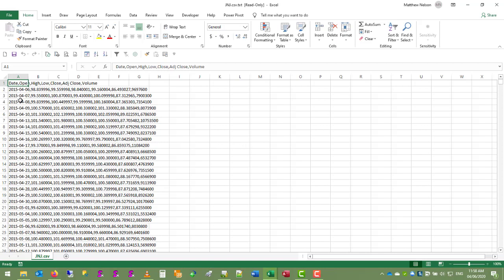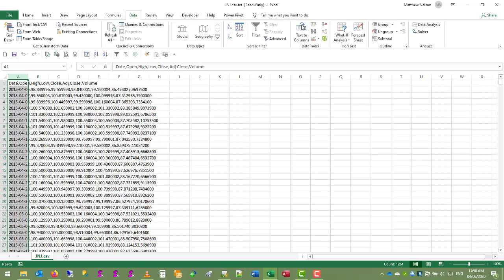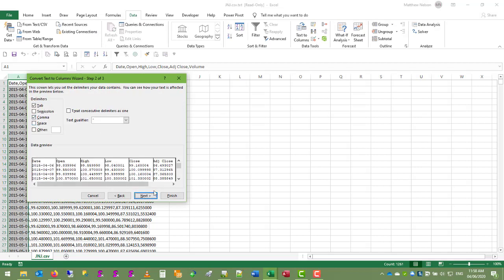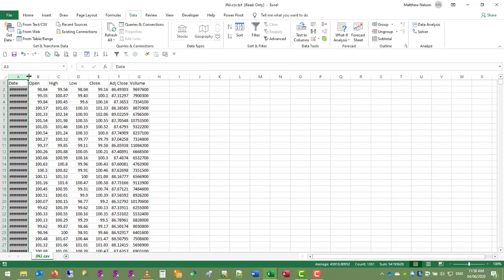In order to get the results out of comma separated values in column A, we can use the text to columns feature, delimited by comma. And now we have our data.